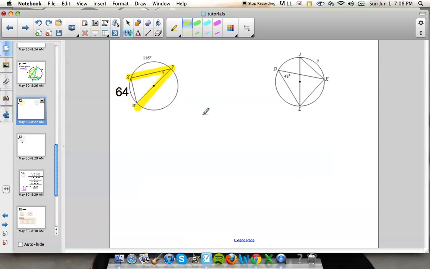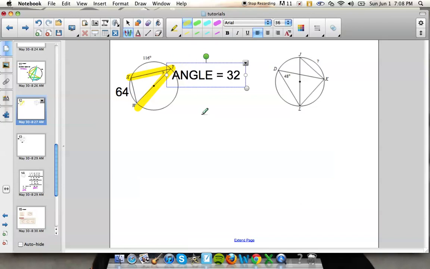this XYW. Since we know that's an inscribed angle and we know the arc, we're going to take half of the arc, and that's going to give us our angle. So half of 64 is going to be 32. So our angle here equals 32 degrees.